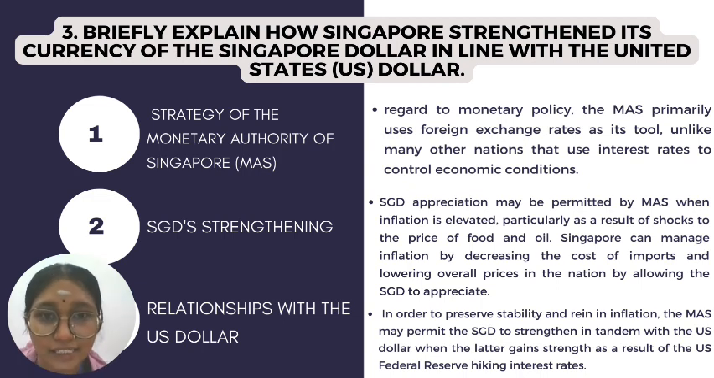So can see the explanation, the first one, strategy. Unlike many other nations, they use exchange rate to control economic condition. So the second one for the standing. So maybe Singapore can manage inflation by increasing the cost of the input and raw material over the price in the relation by allowing the SGD to appreciate.